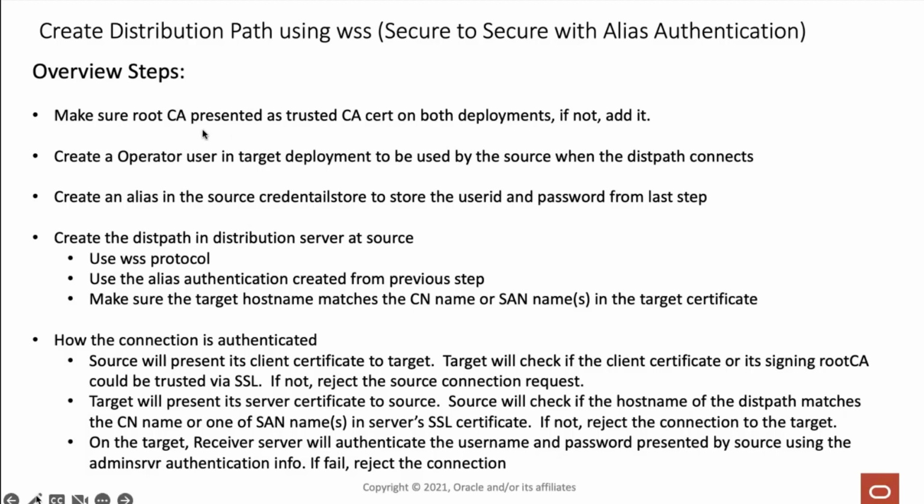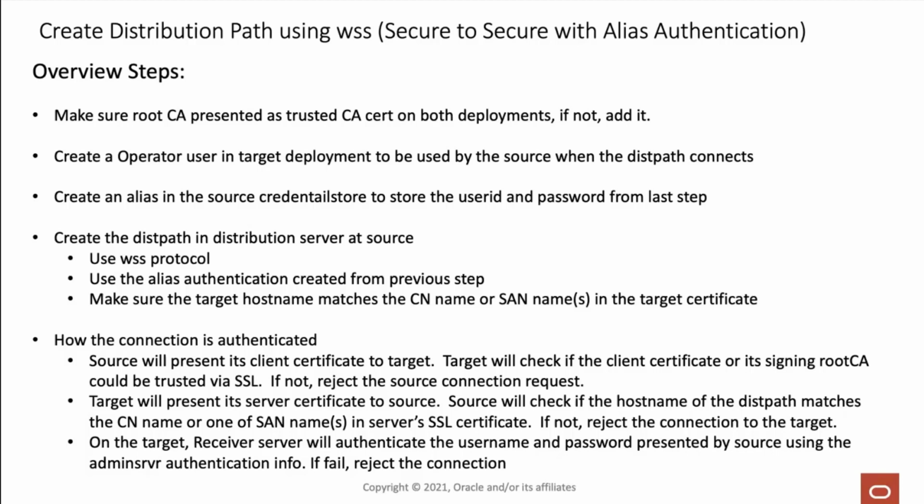So the first thing you need to do is, because both are secured deployments, you have to make sure the root CA is present as a trusted CA cert on both deployments, right? And in our case, I will make it simple because all my certificates are signed by the same root CA. So just make sure this root CA is a trusted certificate.